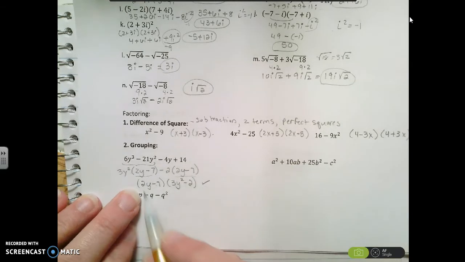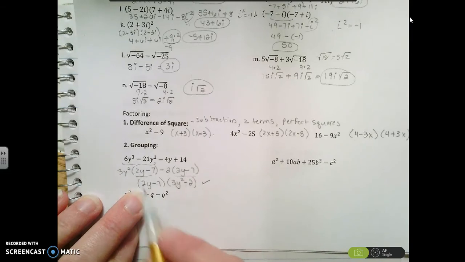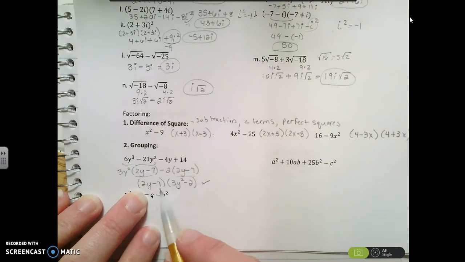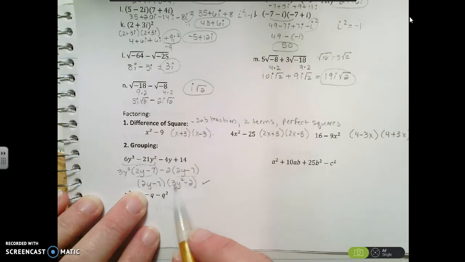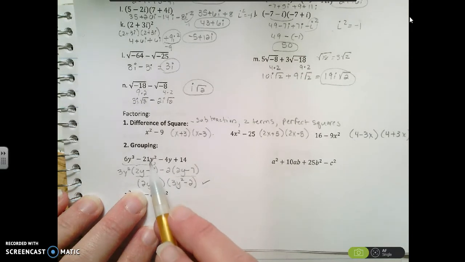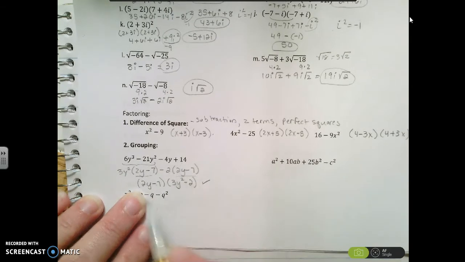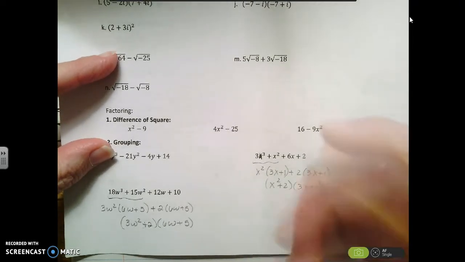Okay, now if I did FOIL it back out, 2y times 3y squared is 6y cubed, 2y times negative 2 is negative 4y, and then there's that negative 21y squared, and negative 7 times negative 2 is positive 14. So I could distribute that back out and get the answer that I started with. Okay, so here's two more examples. This is supposed to be an x. I'm sorry, I had a typo.